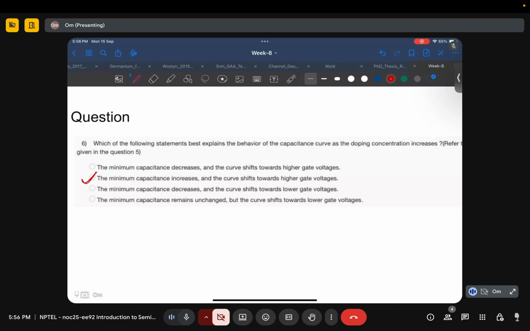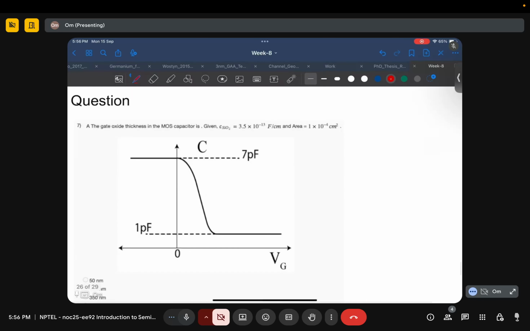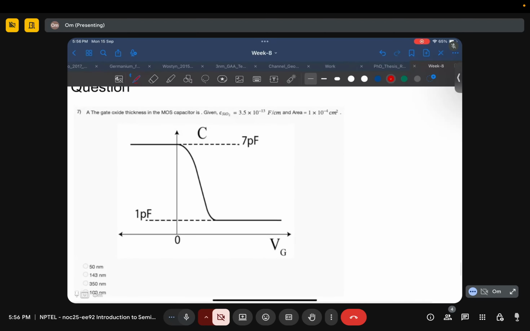So let's take the next one. Solve this question.